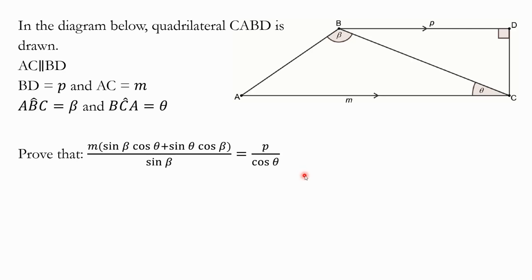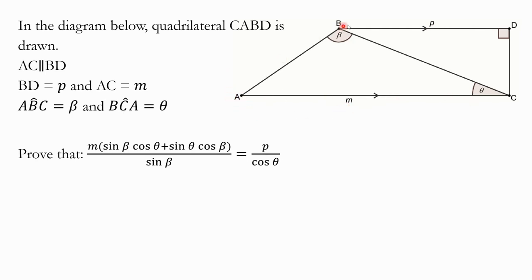Welcome back. Let's do question 10c. In the diagram alongside, quadrilateral CABD is drawn. AC is parallel to BD, and then BD is equal to P, and then AC is equal to M.